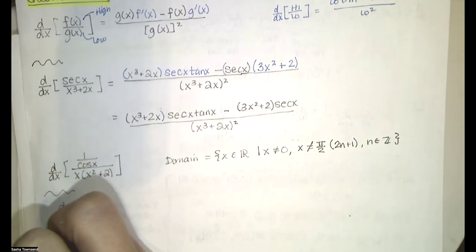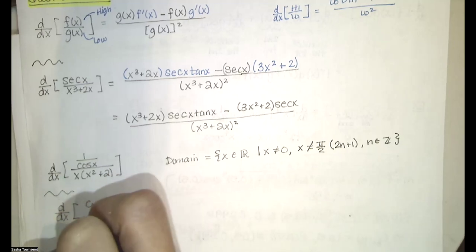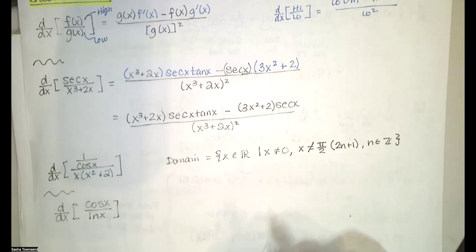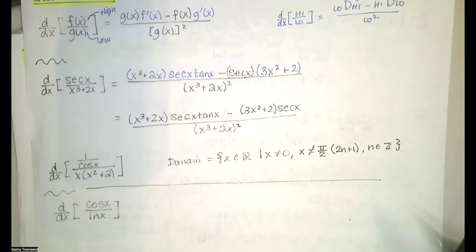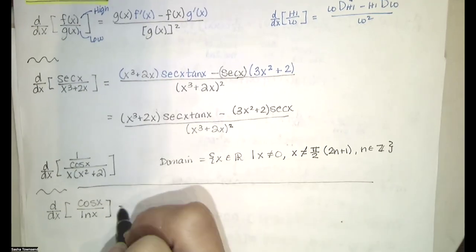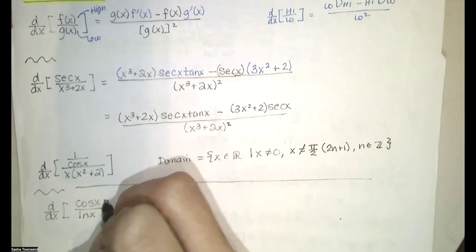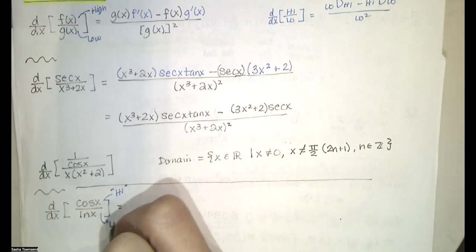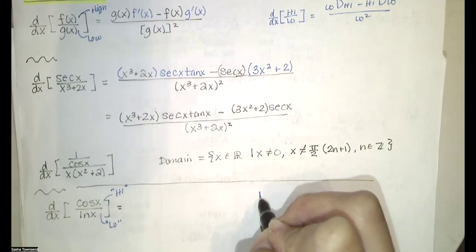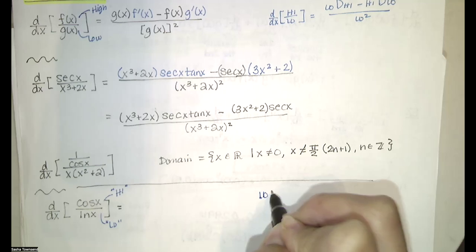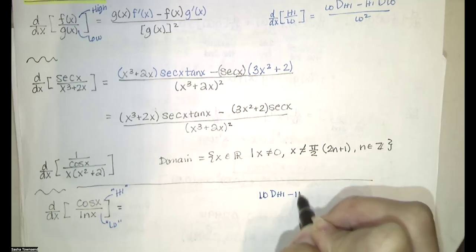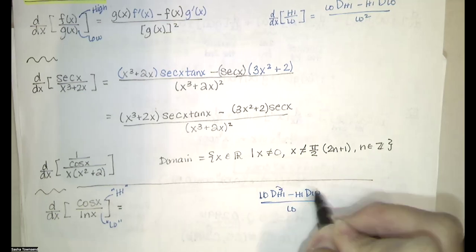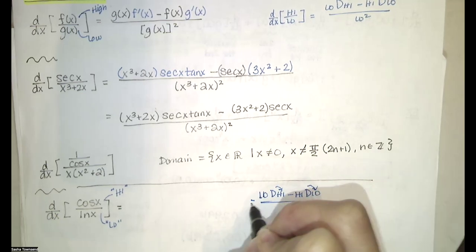So the derivative of cosine of x divided by natural log of x is the derivative of a quotient. So we can find that using the quotient rule. We call this the high function, and this is the low function. Using our mnemonic, we have, again, low d high minus high d low over low low, the derivative of our quotient.